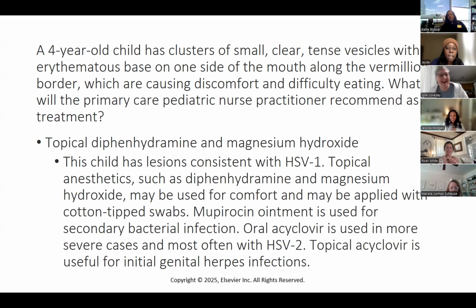So you can use topical Benadryl, but usually how it comes is they'll mix the liquid Benadryl with magnesium hydroxide, and then you'll just apply it with a Q-tip or something if it's on the skin. Inside the mouth, you just swish it and spit it out. But it is technically topical because they're not swallowing it, and it's coating the outside and treating it that way. So it is considered topical. So that is correct.